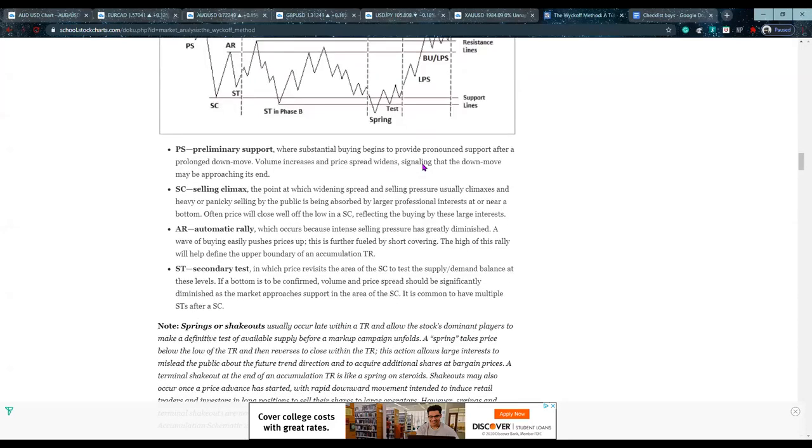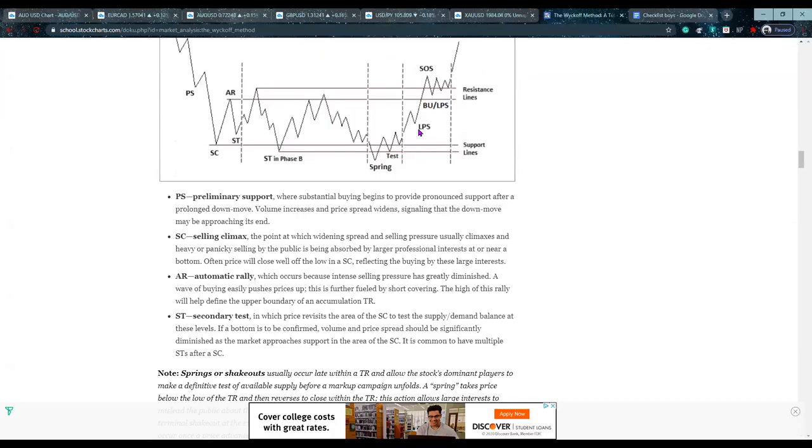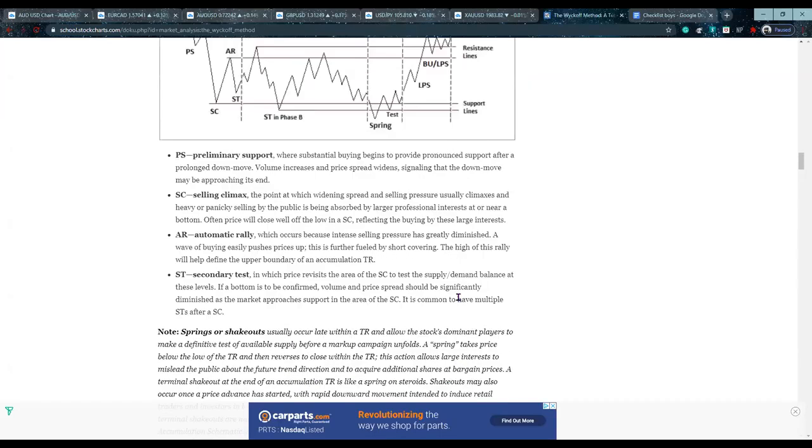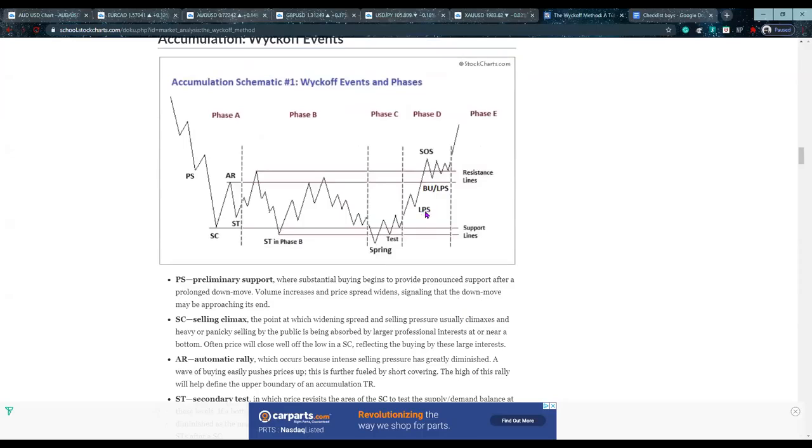Now, this last point of support is essentially where you want to catch your entry, right? Whenever you see this retraced in Wyckoff, you want to use whatever strategy you want and get this last point of supply. And then from there you're going to see this BU or back up, right? Essentially, that's also known as jumping the creek, right?